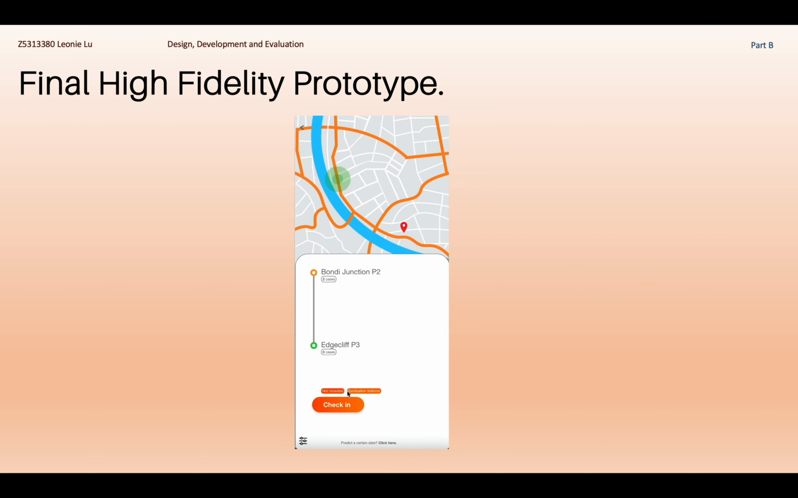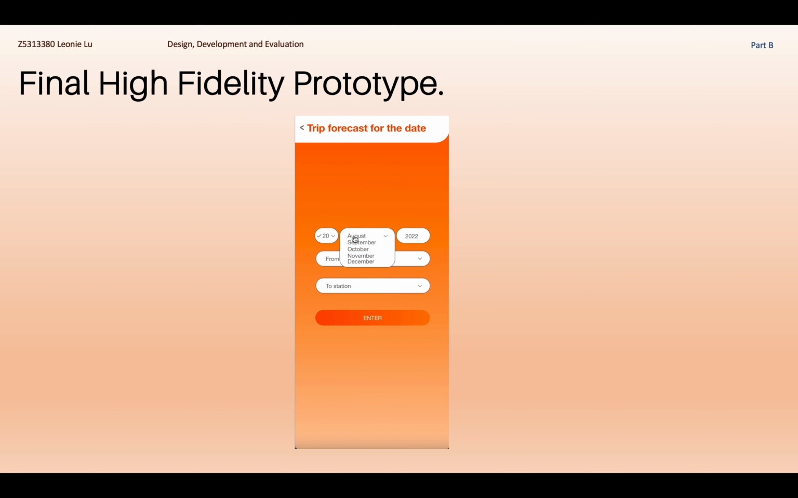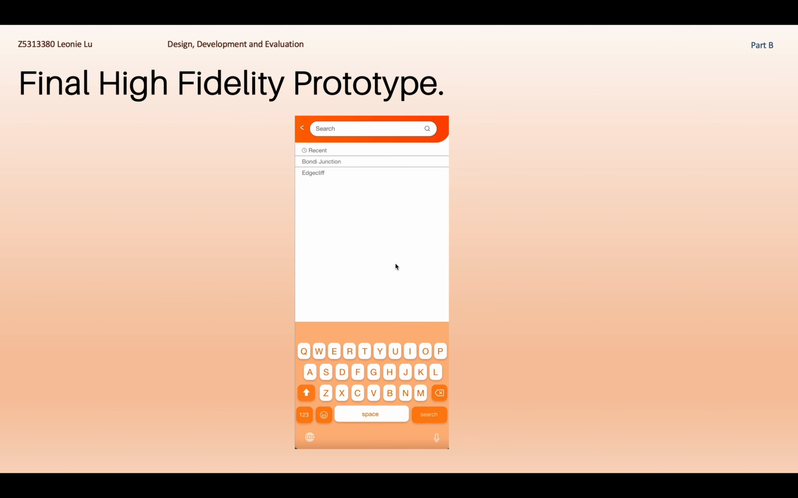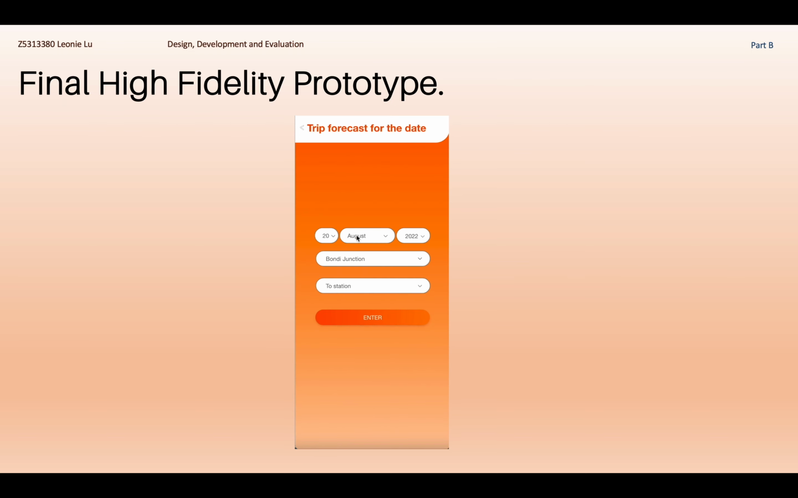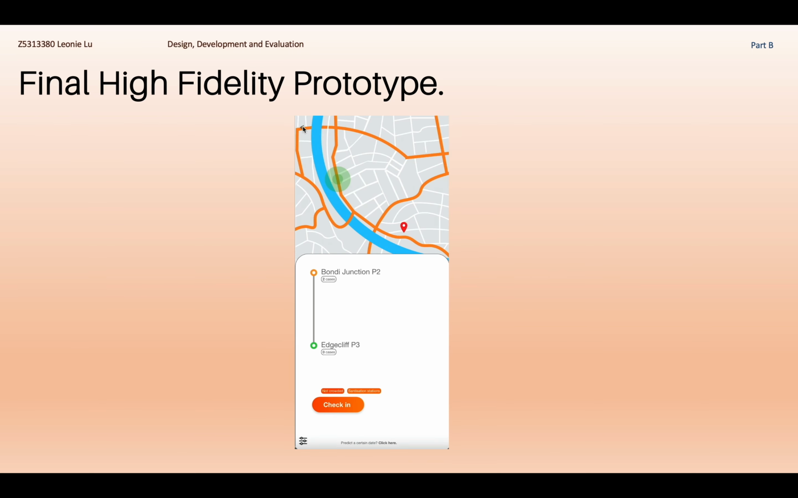Users can also precisely predict their trip by inputting dates and stations to and from which they want to see capacity on that specific date. There are also notifications of public holidays or special events that may cause overcrowdedness. They can then return to check in.